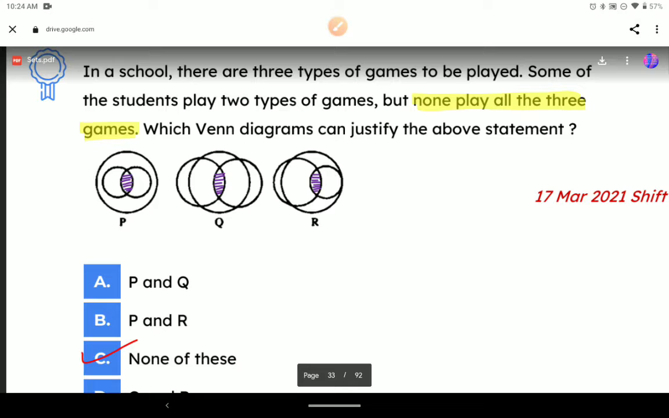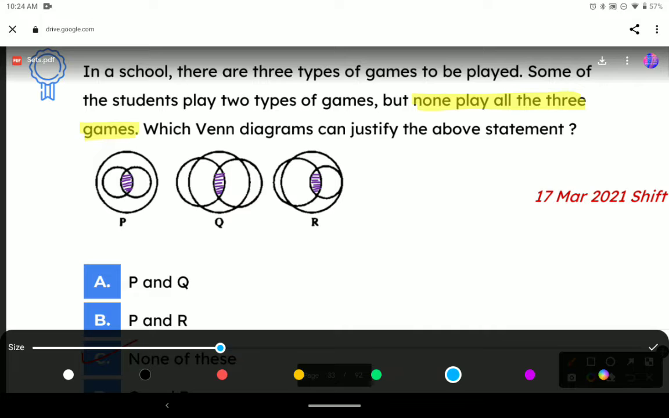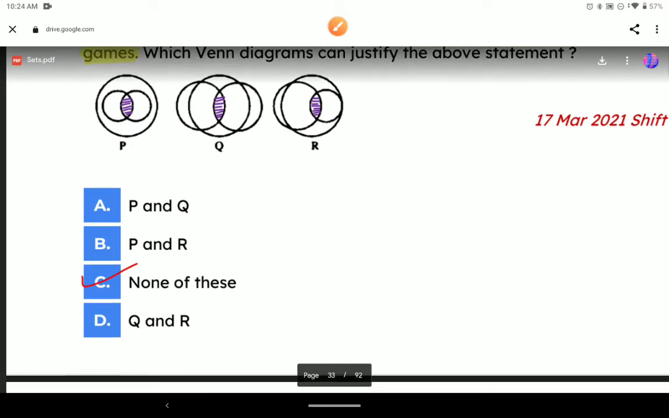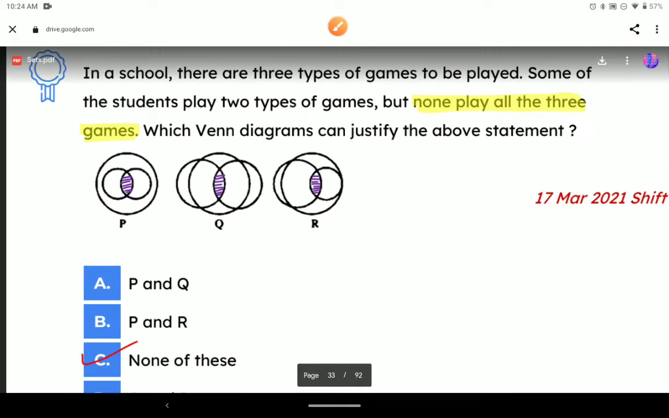If you carefully observe here, the first point to be noted is there are three types of games to be played. Some of the students play two types of games, but none play all the three games. Which diagrams can justify the above statement? I highlighted that none play all the three games, because by that point we can rule out some sets.